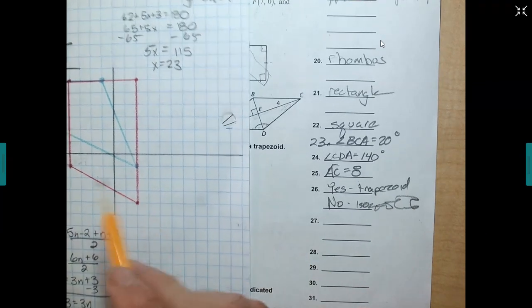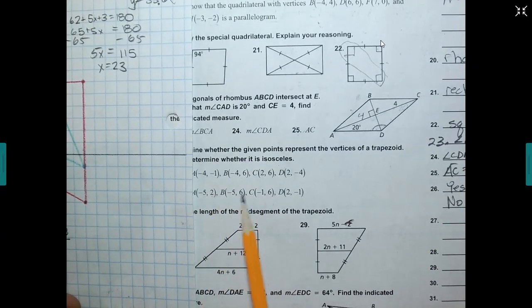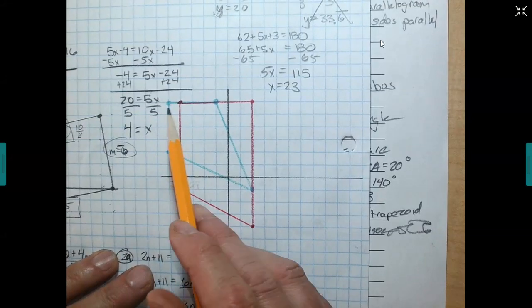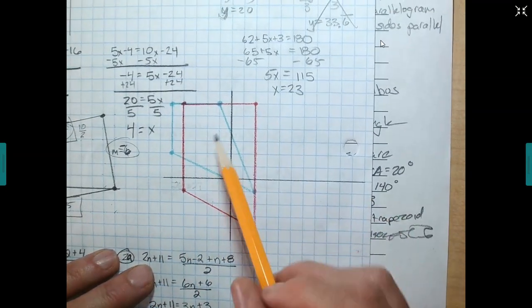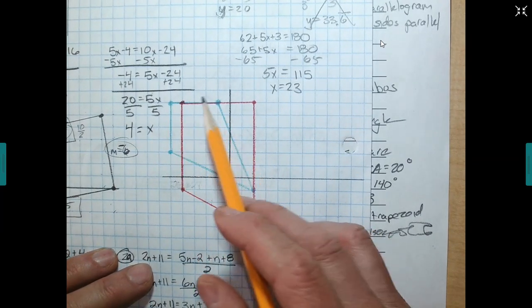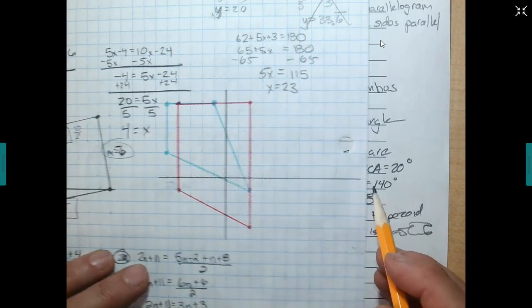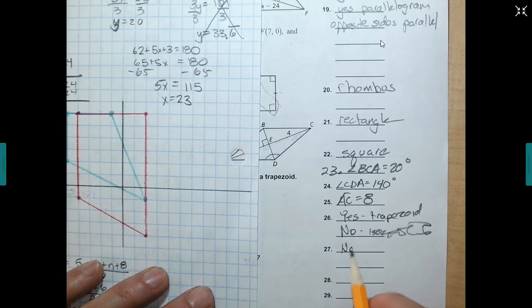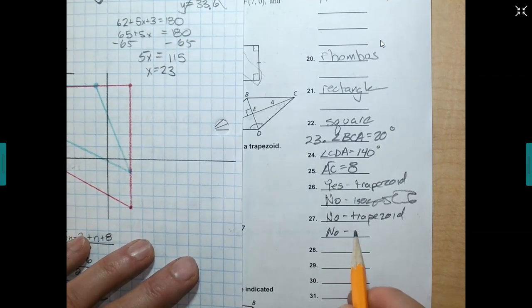Okay, and then 27. Here are our points for number 27: -5, 2, -5, 6. So these blue ones are points for 27. So do we have one set of sides that are parallel? No, we don't have any lines that are parallel. This is in fact a kite. So it is not a trapezoid. And since we know it's not a trapezoid, we know it's not an isosceles trapezoid. Okay.